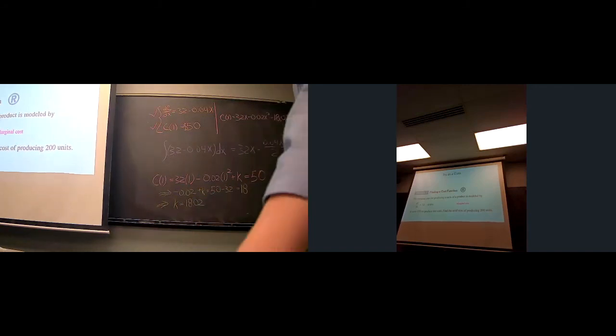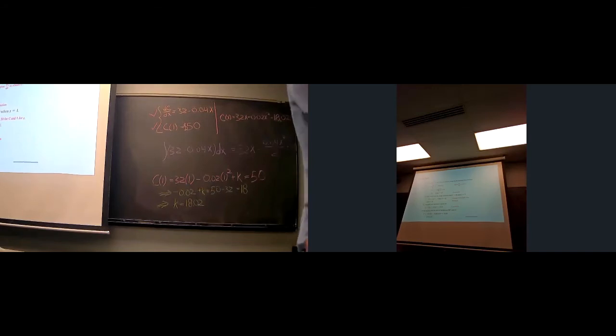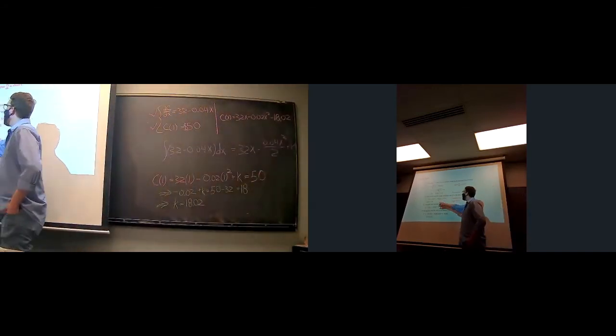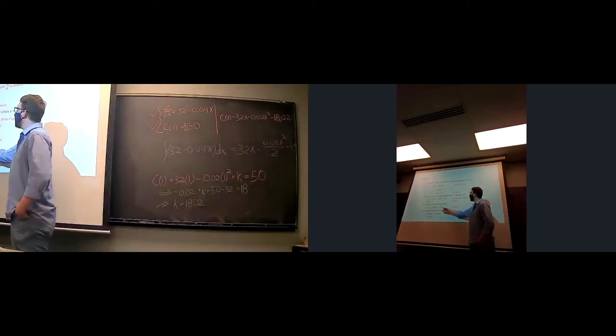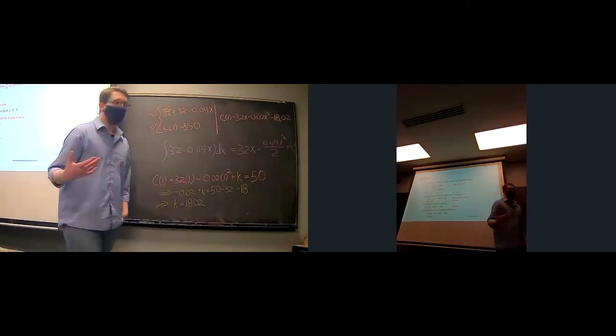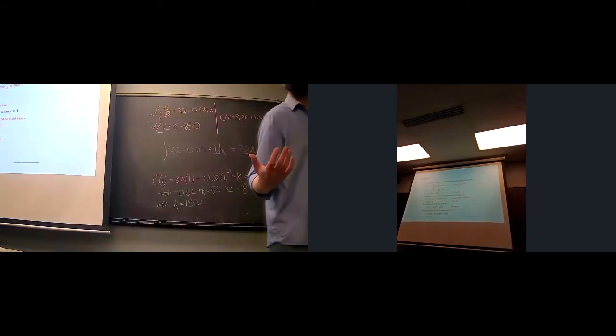And now we can go ahead and calculate what the price is for producing 200 units. I'm not going to do that on the board, but I am going to jump to the slide to show how we work through everything again. We integrate, solve for K, put it all back together. And that's it. That's the process.